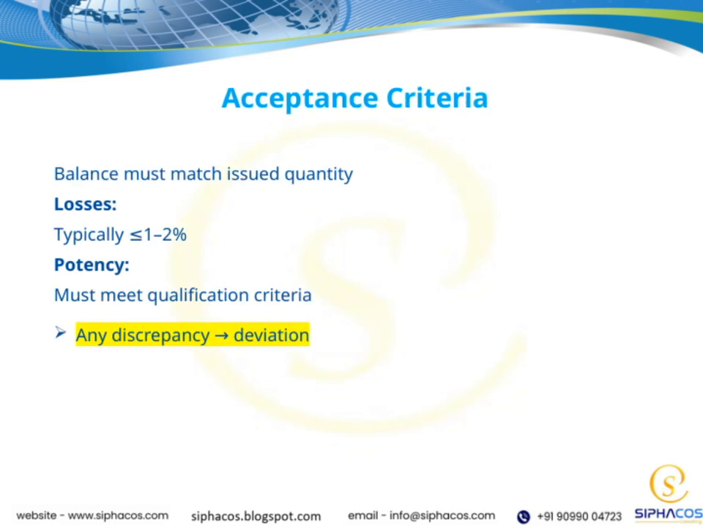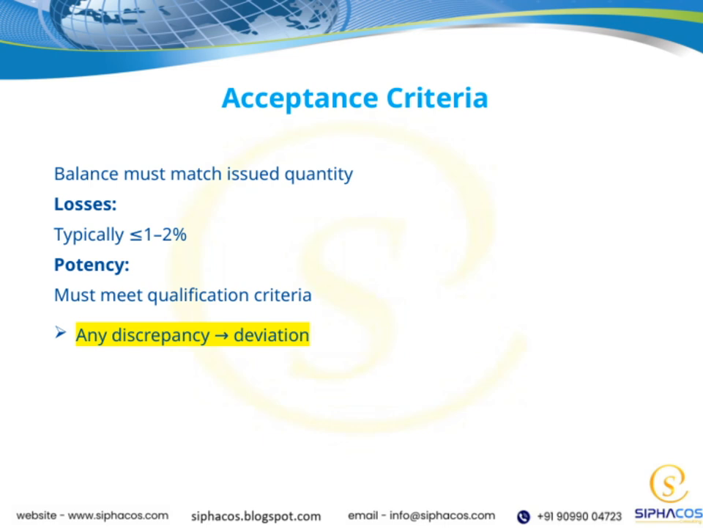Let's take a look at the acceptance criteria for our process. First, the balance must match the issued quantity exactly. This is crucial to ensure accuracy and accountability in our inventory. Moving on to losses, these are typically very low, usually around 1 to 2%. It's important to monitor these closely because higher losses could indicate issues in the process.